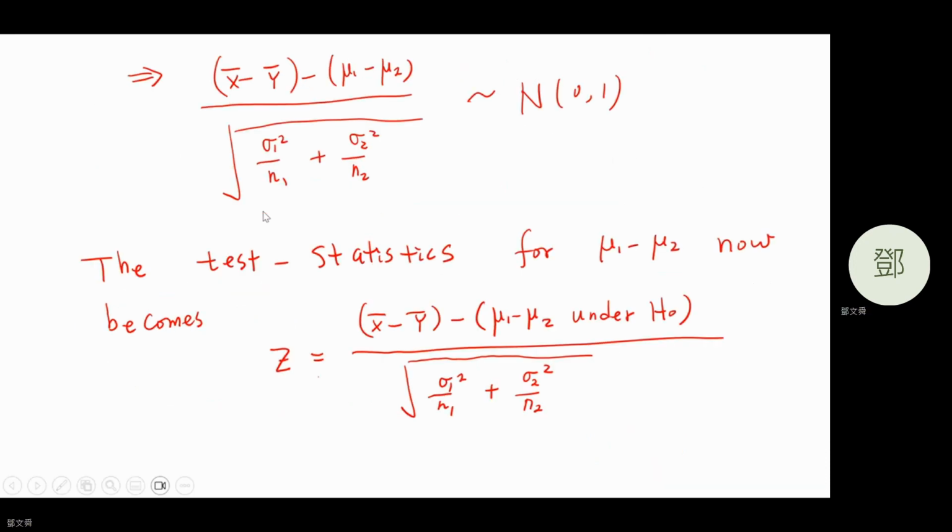Yeah. So this is the test statistics, right? And then here it is the value of mu1 minus mu2 under the null hypothesis. When both sigma 1 squared and sigma 2 squared are available, then this is the test statistics, right? And the formula are very similar to what we saw in the previous slide.